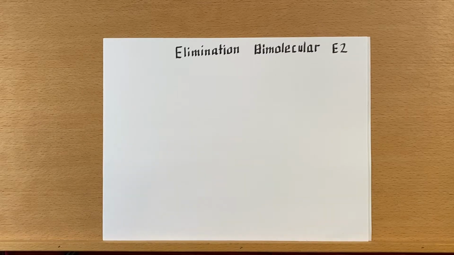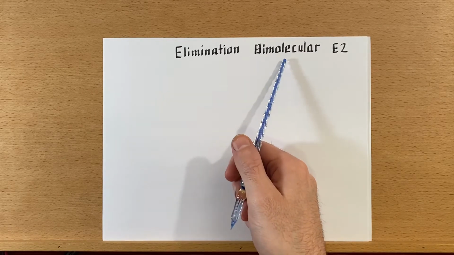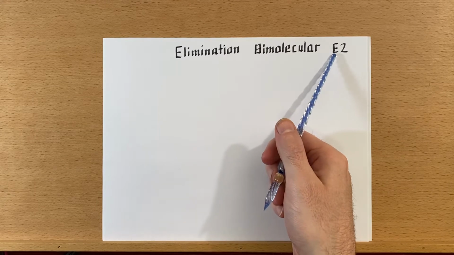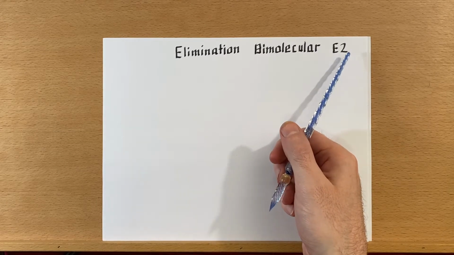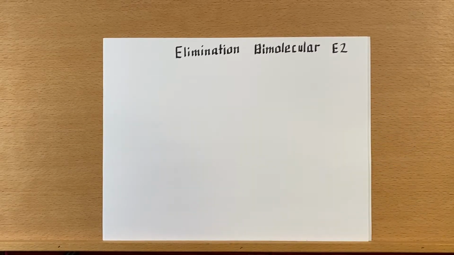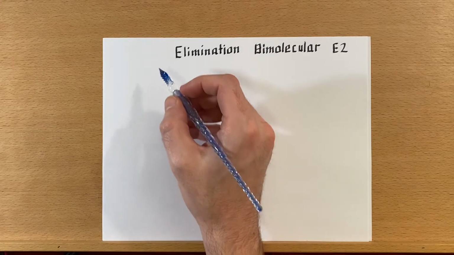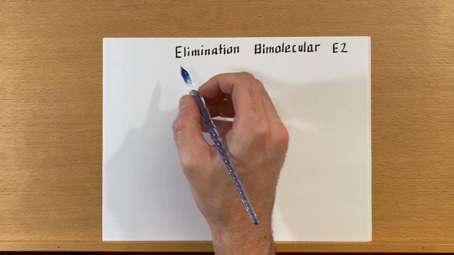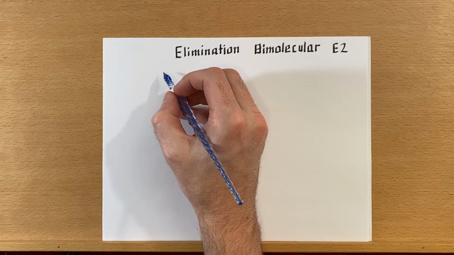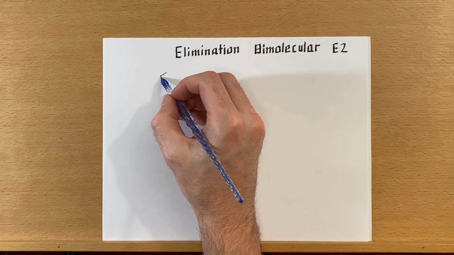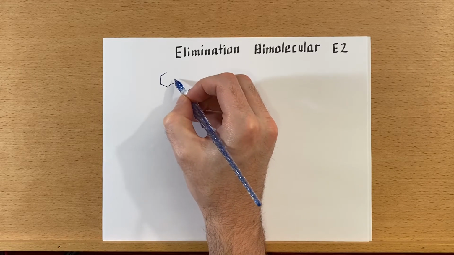All right, let's talk about elimination bimolecular, or E2. So elimination and two molecules. This is a counterpart to elimination unimolecular, but that happens in two steps, and this happens in one step. So that's why this is one of those that we're going to talk about. So let's look at this mechanism.